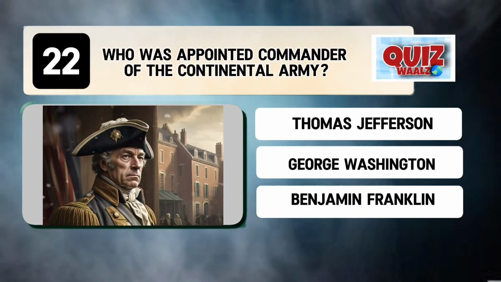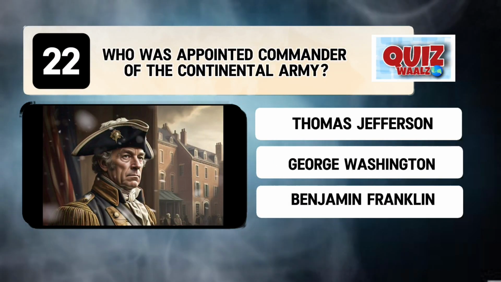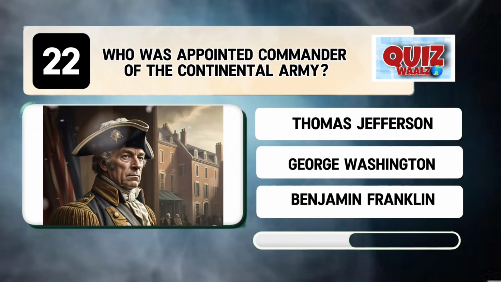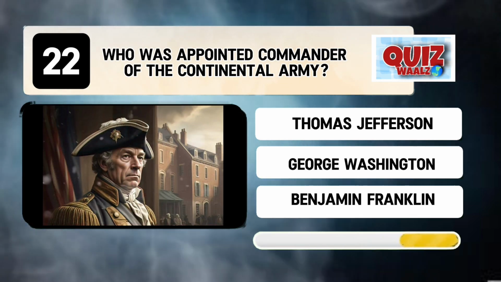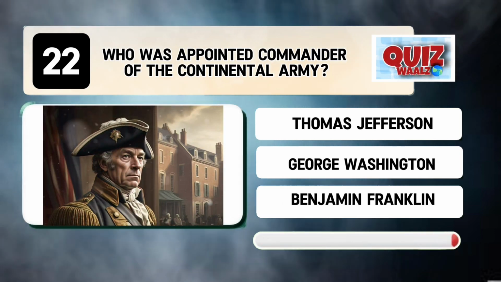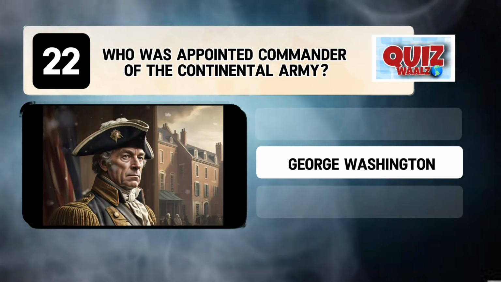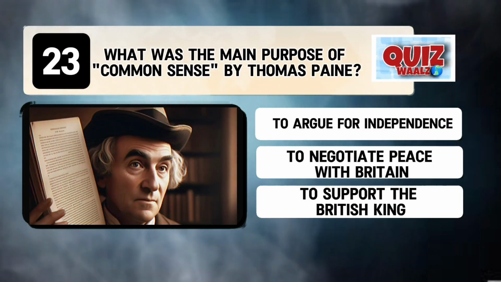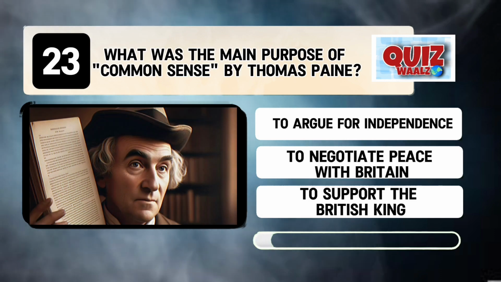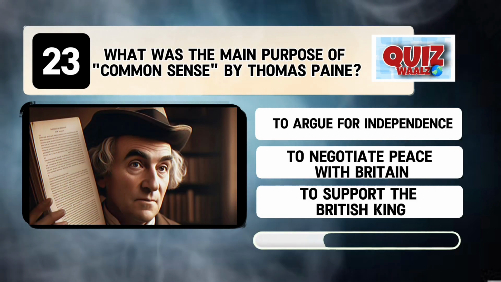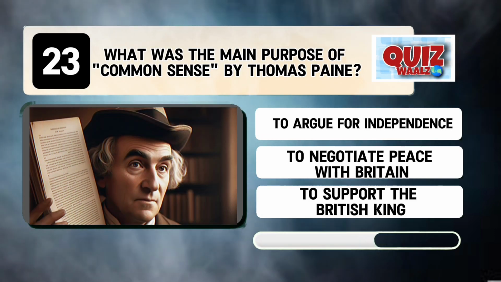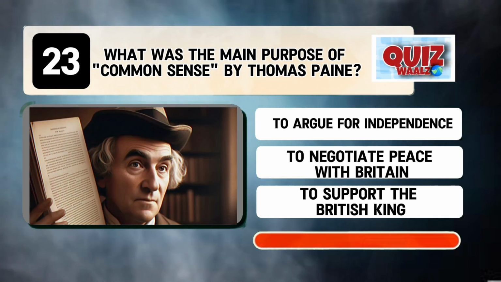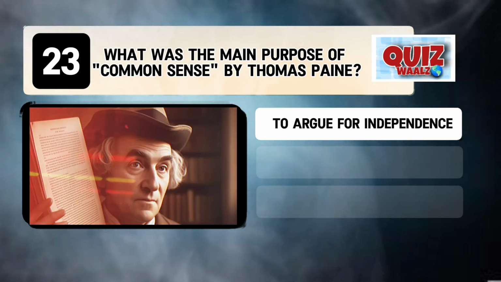Question 22. Who was appointed commander of the Continental Army? A. Thomas Jefferson, B. George Washington, C. Benjamin Franklin. George Washington. Question 23. What was the main purpose of Common Sense by Thomas Paine? A. To argue for independence, B. To negotiate peace with Britain, C. To support the British King. A. To argue for independence.